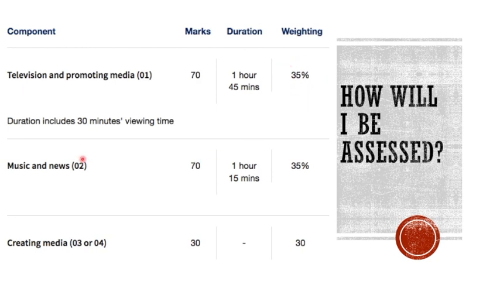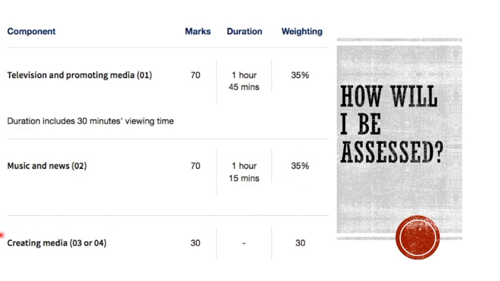We have another exam called Music and News, normally about a week apart from each other. And that's when we look at the music magazines like Mojo. They will be assessing your knowledge of the BBC Radio 1's Live Lounge, and your knowledge of music videos. And The Observer. That's another exam worth 70 marks, and it's another 35% of the course.